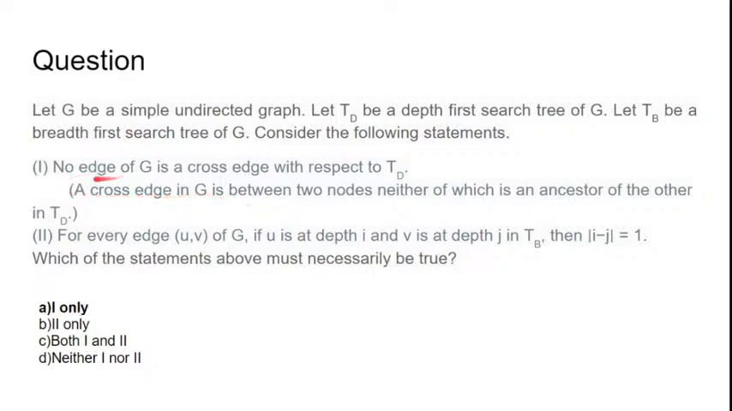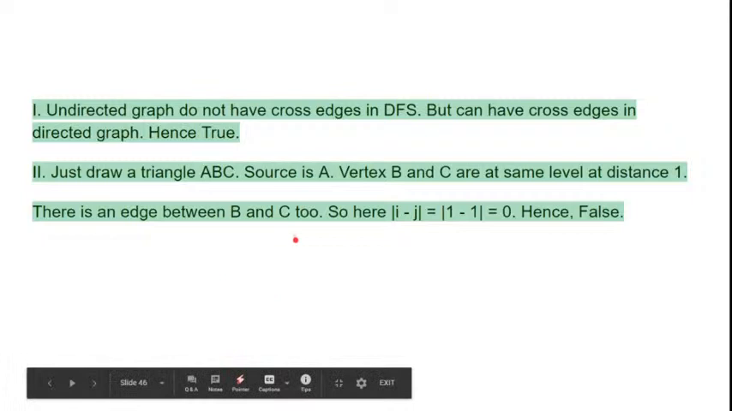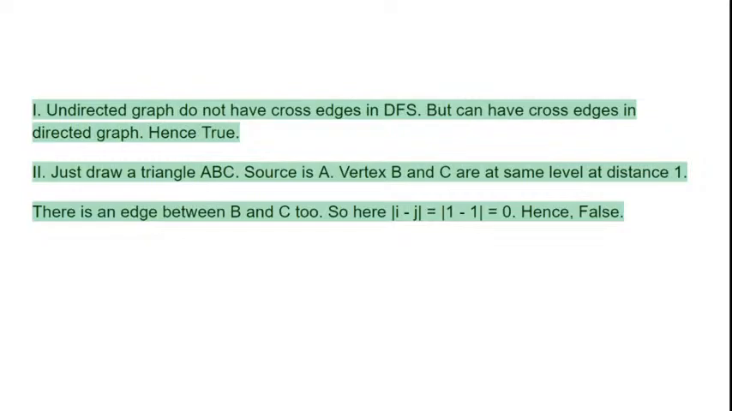So here there is no edge in the graph that is a cross edge with respect to the depth first tree. So only the first statement is true. In an undirected graph, there is no cross edge in the depth first search tree, but there can be cross edges in a directed graph. But here it is given as an undirected graph. So hence the first one is true. Just draw a simple graph ABC where source is A, and vertices B and C are at the same level, at distance 1.